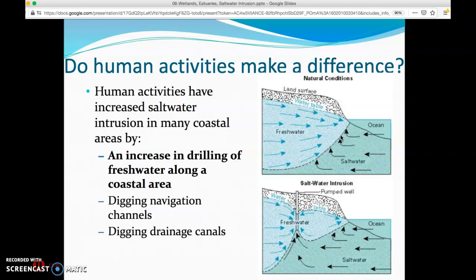So we have increased the saltwater intrusion in many coastal areas. Why? Because we've increased drilling of the fresh water along coastal areas, so we've made more wells. And we've also been digging navigational channels and digging drain canals. And all of those are going to make the salt water kind of intrude into our freshwater aquifers, which is no good for us.